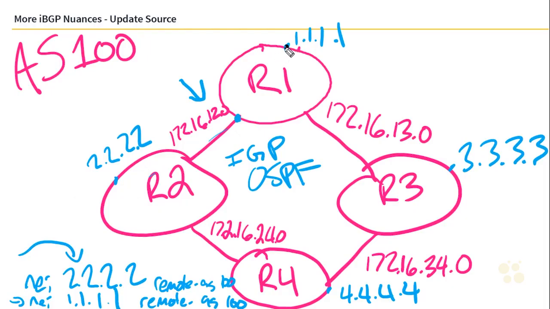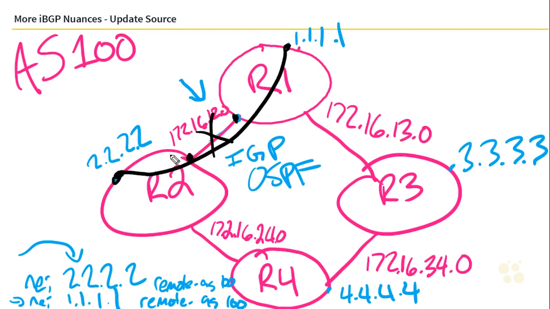We now have an iBGP relationship from R1 to R2, because we're using loopbacks and we've changed the update source that it's coming from. If we had done it based on these physical addresses right here, this would have been cool and it would have been great until this link died. Then we'd be scrambling to rebuild an iBGP relationship.